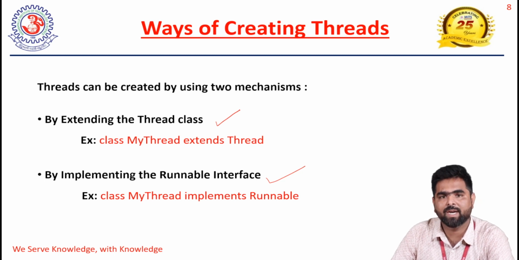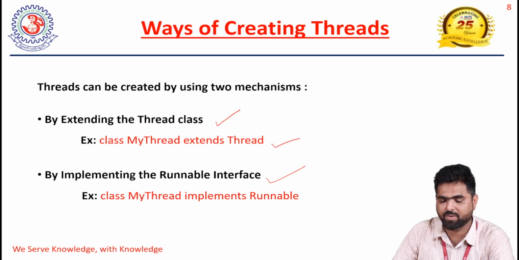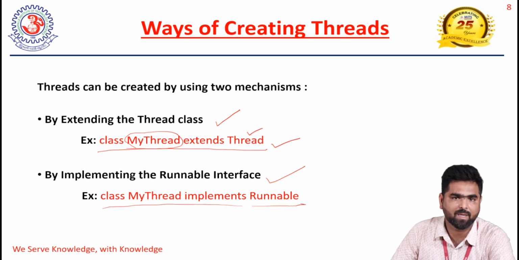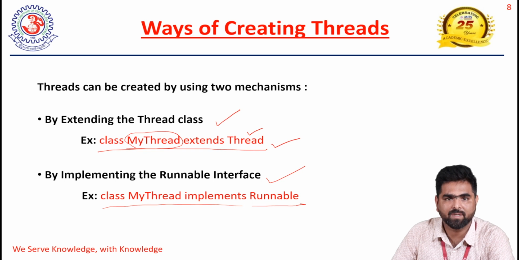When you want to create a thread by extending the Thread class, this is the statement we are going to write in our program: class myThread extends Thread. Here myThread is the class through which we are going to create the thread, which extends the Thread class. The second mechanism is by implementing the Runnable interface. For that we need to write the following statement in our program: class myThread implements Runnable. Now we will see one by one how we are able to create the threads.